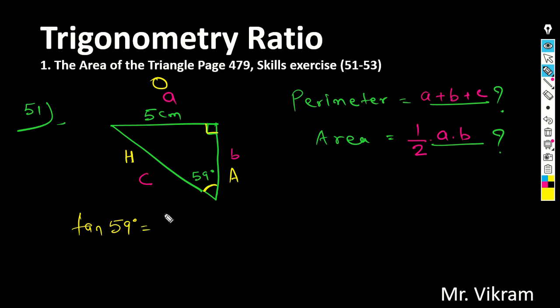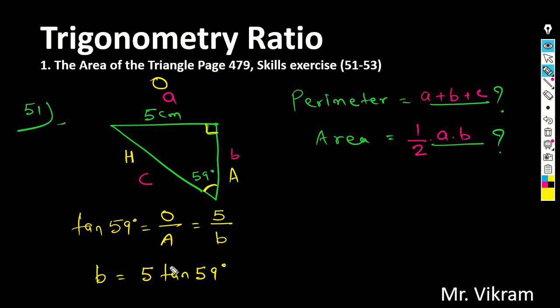Tan 59 is opposite over adjacent. So opposite is 5 and adjacent is, here I have taken a small b, right? Do not get confused with capital B and small b. That is just for notation, sorry. So tan 59 is 5 over b, so I can do the cross product. So b will be equal to 5 multiply tan 59 degree. You can use your calculator, and what will be your answer?